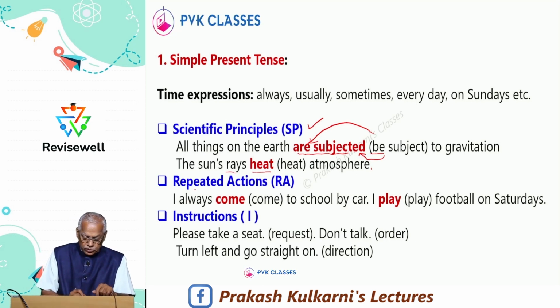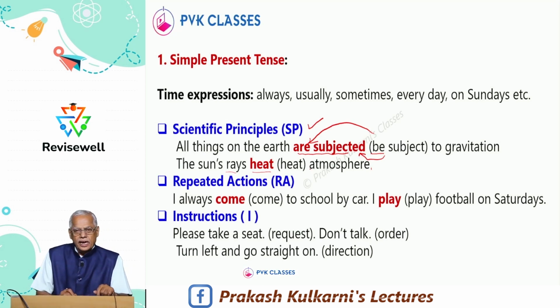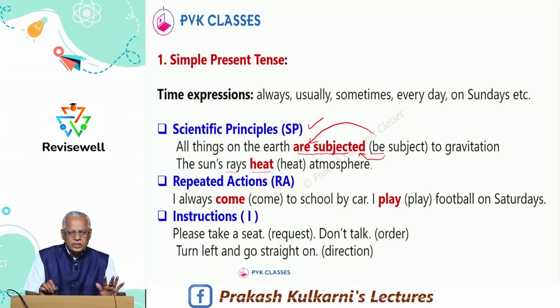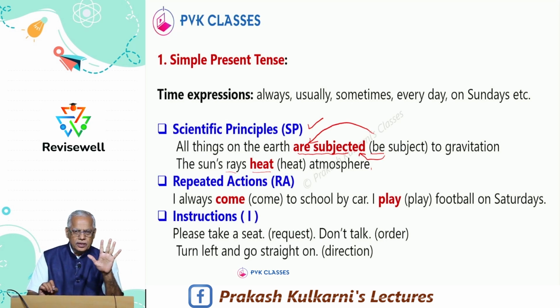Then we use simple present tense for repeated actions. ಪ್ರತಿನಿತ್ಯದ ಚಟುವಟಿಕೆಗಳಿದ್ರೆ ನಾವು simple present tense ಅಂದರೆ first form of the verb. Now please remember, any action verb has 5 forms: drink, drank, drunk, drinking, to drink; play, played, played, playing, to play. So the first form of the verb is taken as simple present tense.